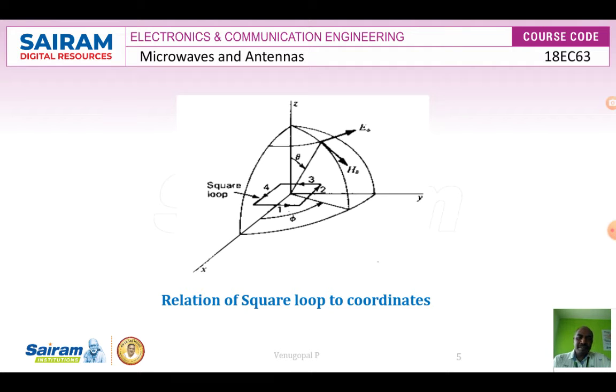So next, how the loop is related to the coordinates. Dear students, you are already aware of the different coordinate systems like the Cartesian coordinate system, where x, y, z are the coordinates, then the cylindrical coordinate system r, phi, z, and the spherical coordinate system r, theta, phi. So here a small square loop is related to the Cartesian coordinate system as well as the spherical coordinate system, and also related to the cylindrical coordinate system, shown in the figure.